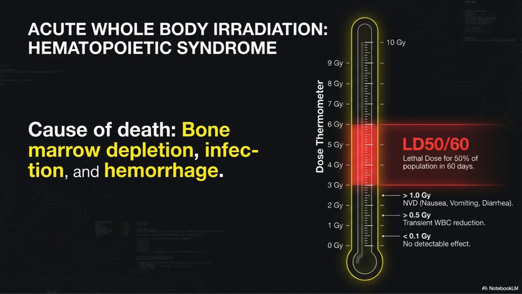At doses between 1 to 5 gray, bone marrow is severely affected. Patients develop lymphocyte depletion, infections, anemia, and hemorrhage. The LD50/60th value, about 3 to 5 gray, means 50% mortality within 60 days without treatment.